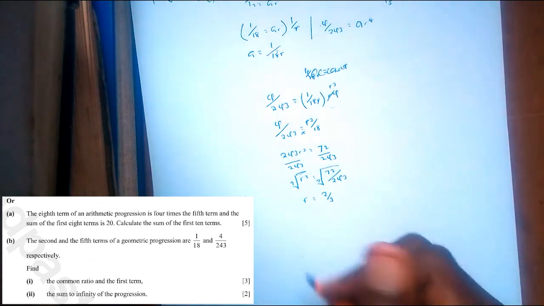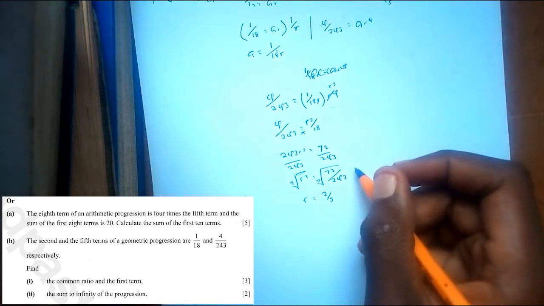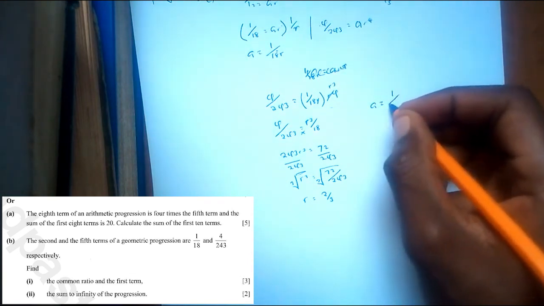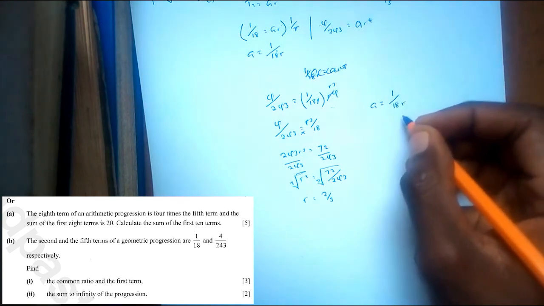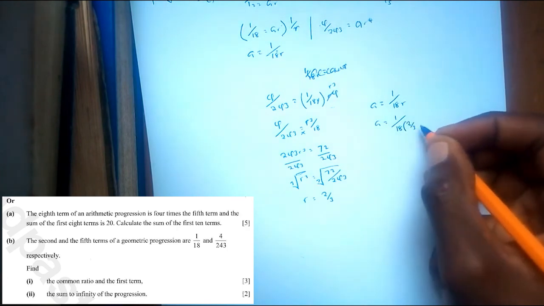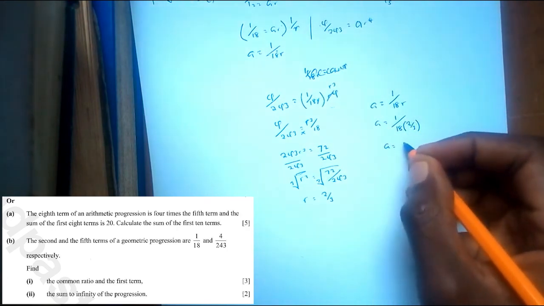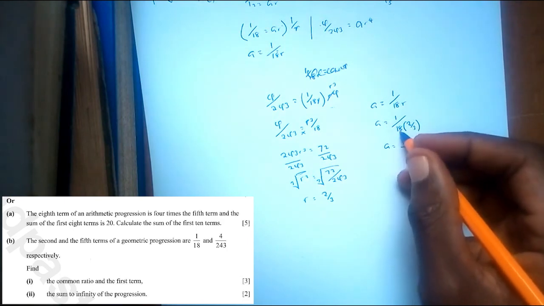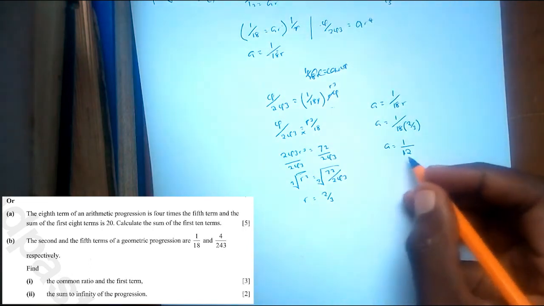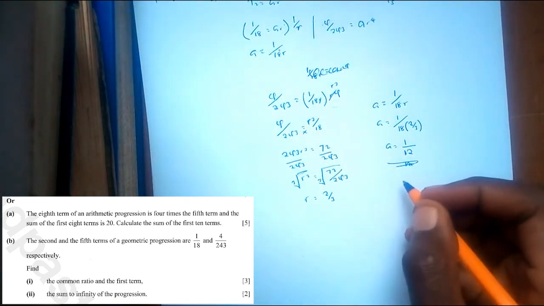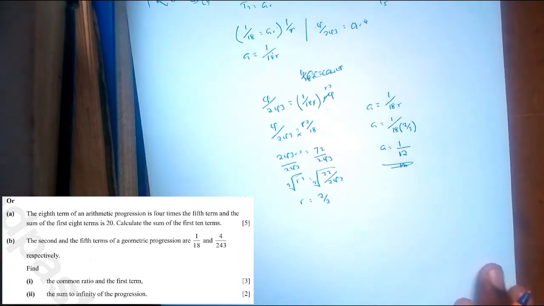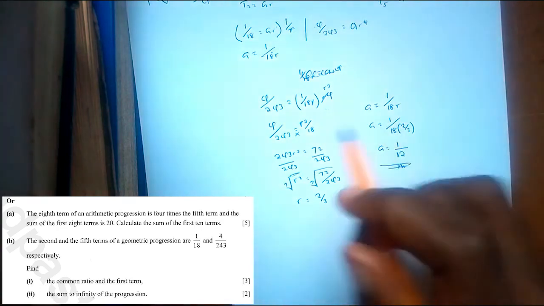Then, okay, then find the first term, a, over 18r. So a is equal to 1 over 18 times 2 over 3. a is equal to 1 over, this into this is 6 times that will be 12. Okay, so our first term is 1 over 12. Okay, so that was our question B11.